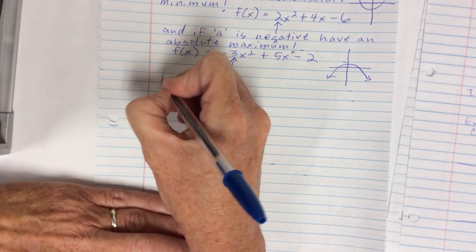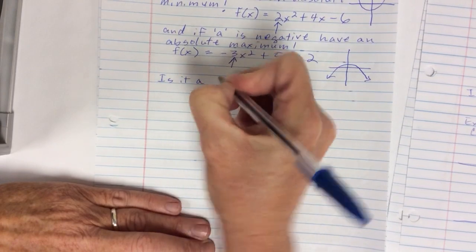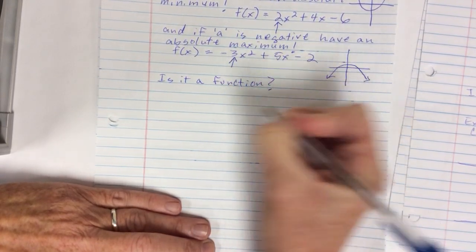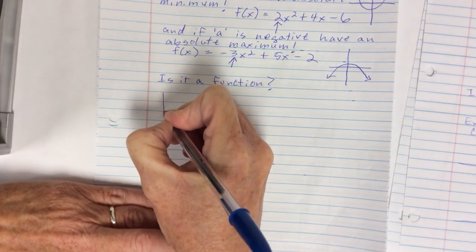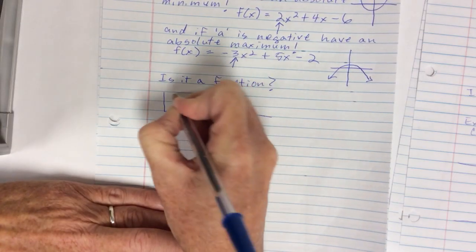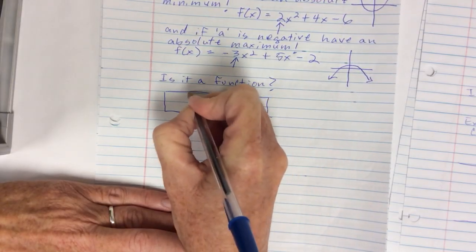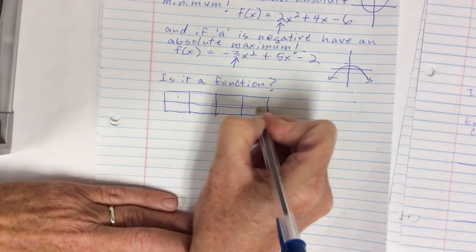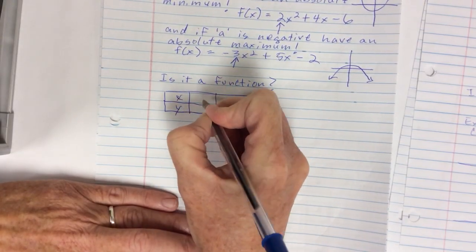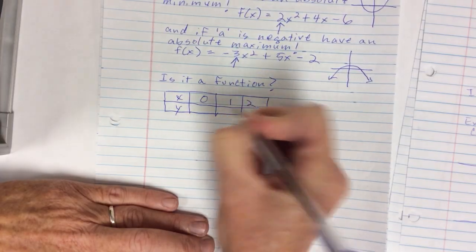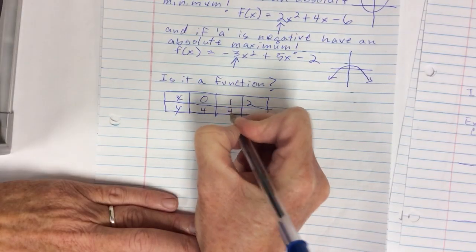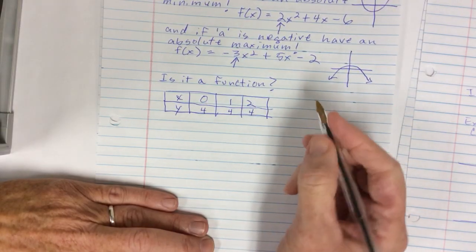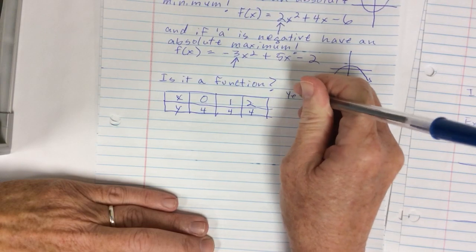We learned this yesterday. Functions. Is it a function? And here's an example. Here's a table. So we have our x and our y, and our x is 0, 1, and 2. Our y is 4 and 4 and 4. 0, 1, and 2 do not repeat, so it is a function.